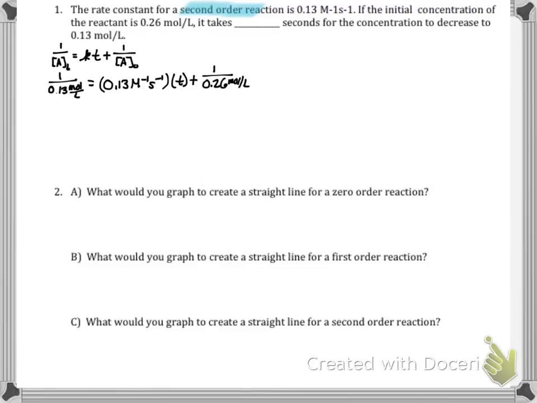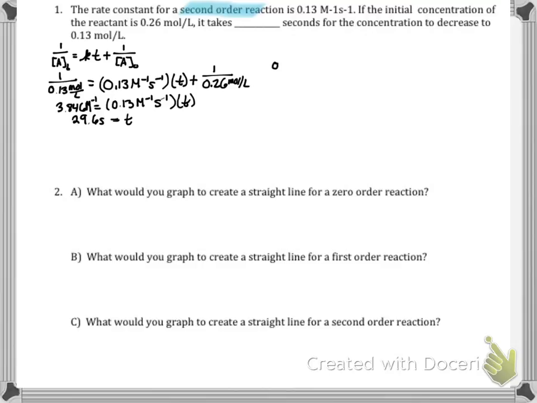Actually, technically, I did it as 0.13 and then hit the x to the -1 button, minus 0.26 and hit the x to the -1 button, and subtracted those. And so that gives me a number equals K, the 0.13 molarity to the -1, second to the -1, times time. Solving for time, molarity to the -1 will cancel out, and you will, in fact, be left with seconds. So it would take about 30 seconds. I guess to round that with significant figures, you would have to put 30 seconds.